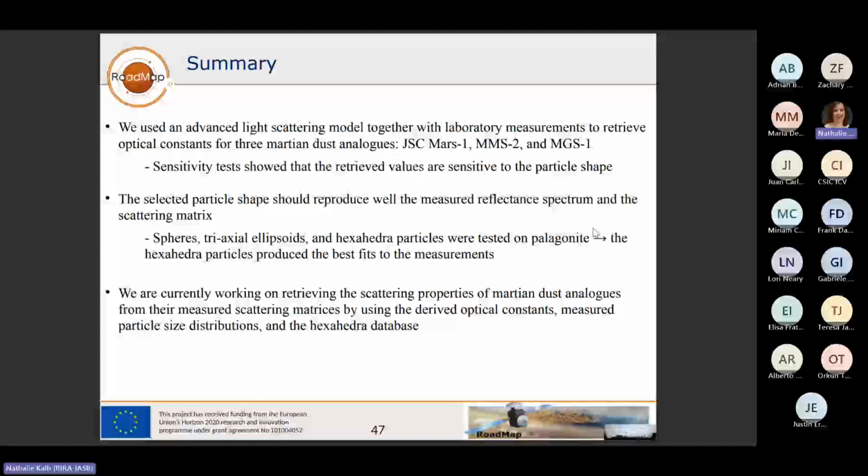So the thing is that the selected particle shape should reproduce well the measured reflectance spectrum and the scattering matrix. So we tried different databases, and we noticed that the hexahedra database actually produced the best fit with the palagonite, and we used this with our samples. And now we are still working on retrieving the scattering properties. There's more tests to be done. Thank you.